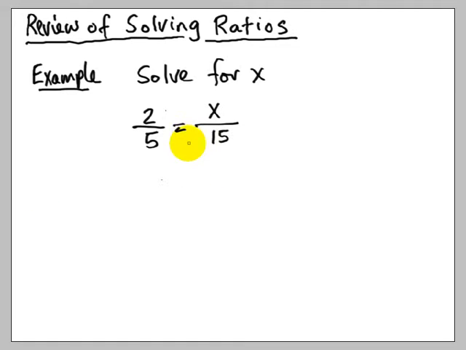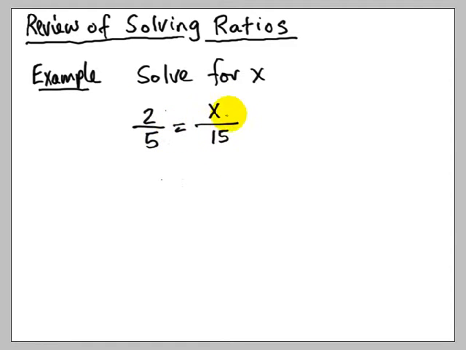Now, when I look at this, I would like you guys to see two crosses, okay? Look at here. This is a cross between 2 and 15, and the other cross is here between 5 and x, okay? Now, in any one of these problems, we always have two crosses, this one and this one.